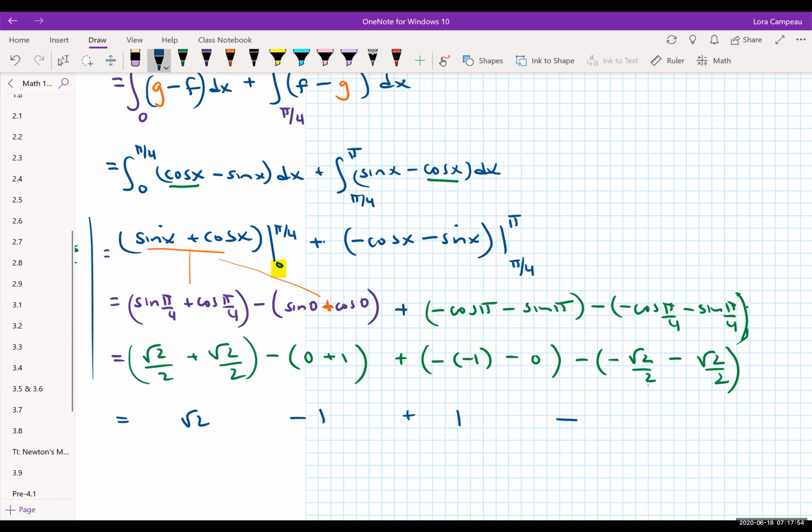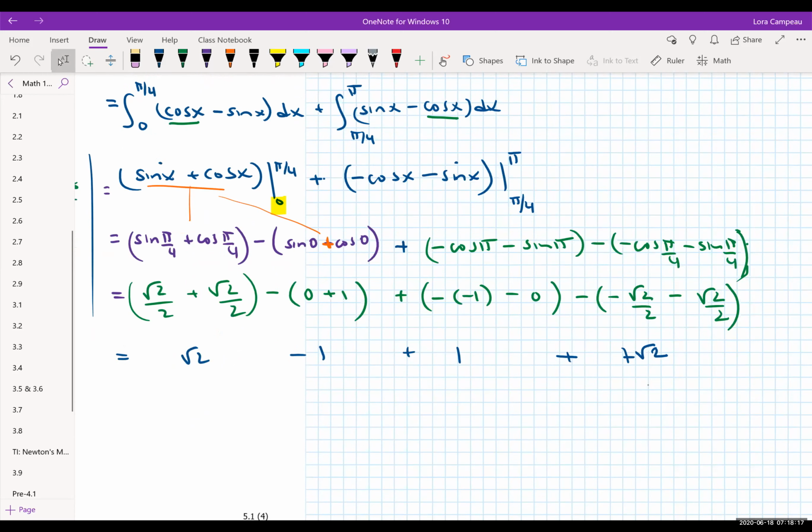Now be careful here. We have minus, now negative square root of 2 over 2 minus square root of 2 over 2 is negative square root of 2. But minus a negative makes it a plus. So we have to be careful.